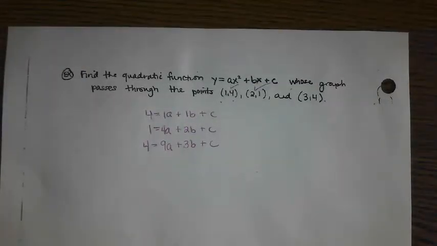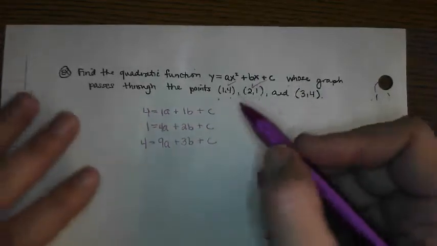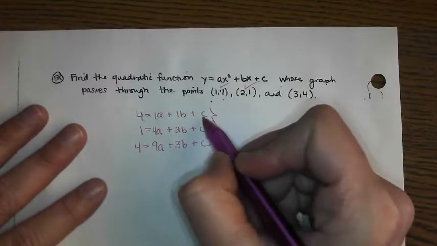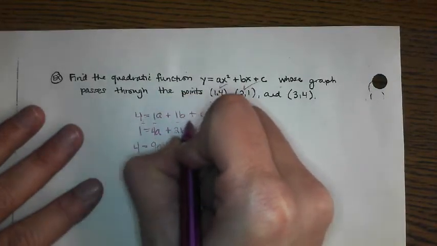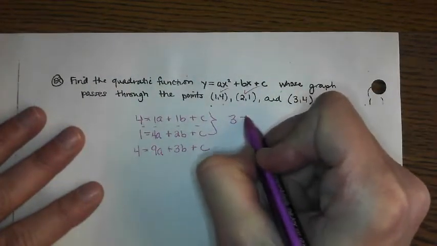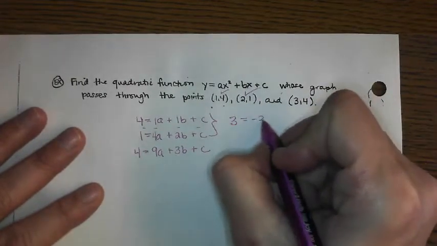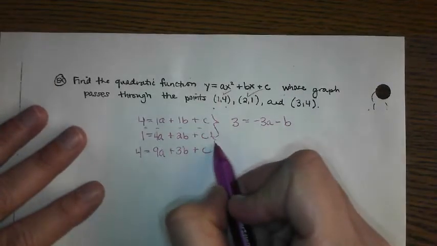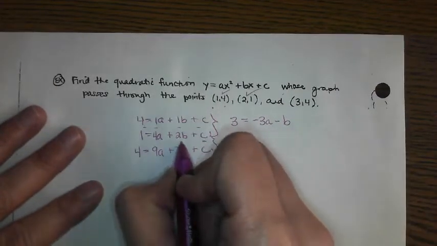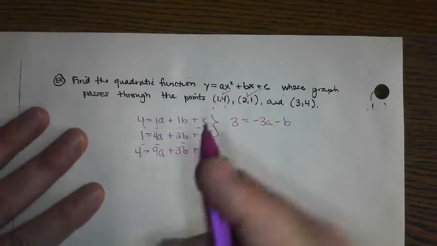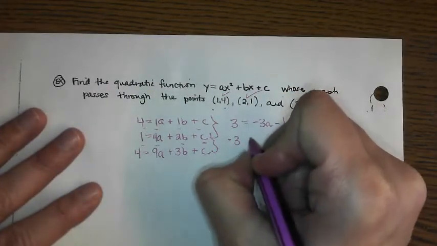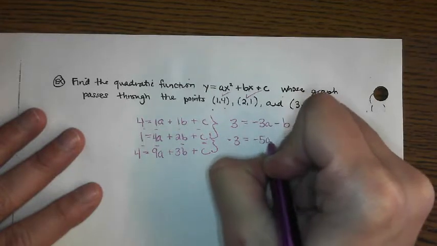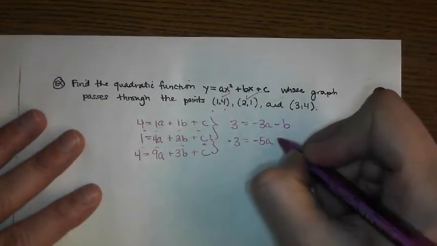And what will always happen, because on the c value there's no attached x, is that we can eliminate our c's every single time. So the first 2 rounds of elimination, I have both 1c and 1c, so I'm going to subtract all these. That'll leave me with 3 equals negative 3a minus b. On the next 2, if I subtract my c's, subtract everything else as a result, 1 minus 4 is negative 3. 4 minus 9 is negative 5a. 2 minus 3 is negative b.